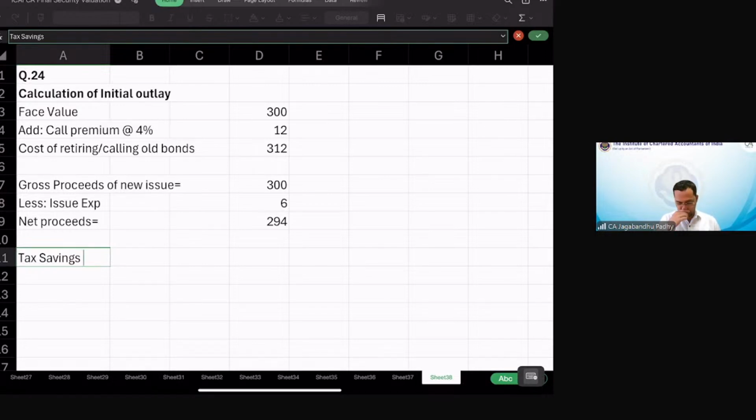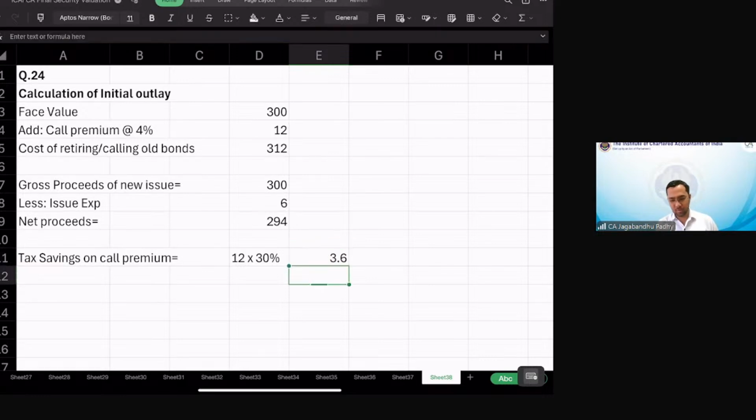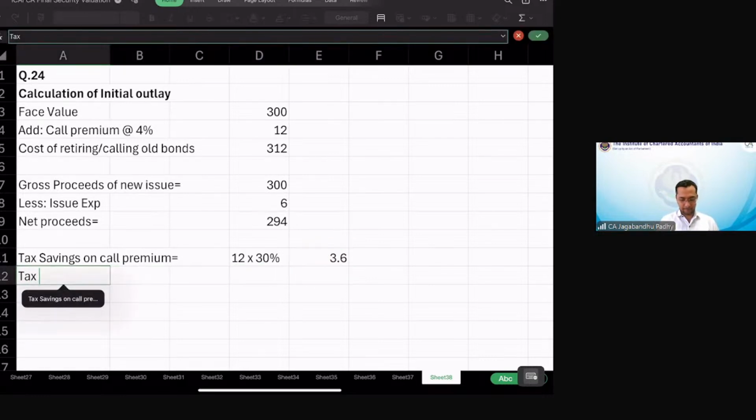Tax savings on call premium, because we are paying this additional cost. So on this 12 rupee, we'll of course be saving 30%, right? So it will be 3.6. Then the tax savings on call premium is of course 3.6.